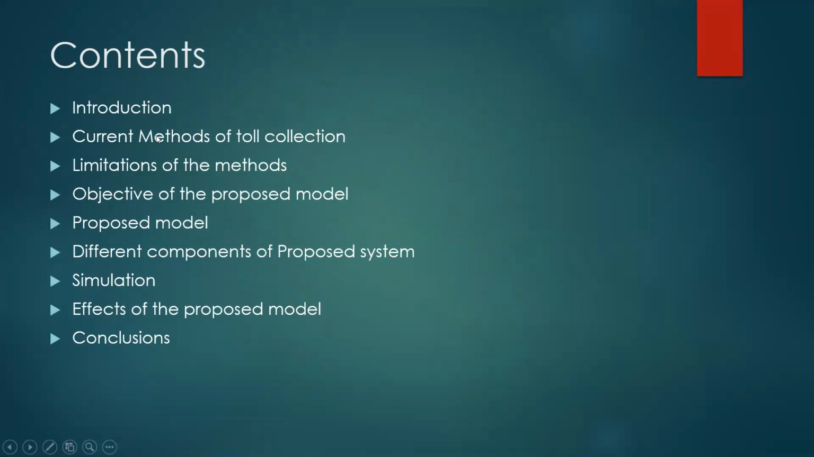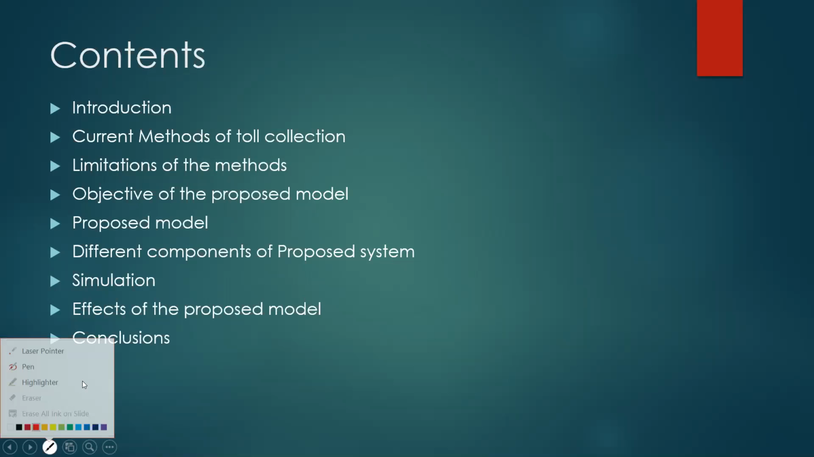So the flow of the presentation will be like this. First, I'll talk about the introduction, and the second one, I'll talk about the current methods of toll collection. Then we'll discuss a few limitations of the methods of toll collection presently in India, and then we'll talk about the objectives of the proposed model that we are proposing, and we'll try to explain the different components of the proposed model. Then we'll go to the simulation and effects of the proposed model. Then we'll conclude it.